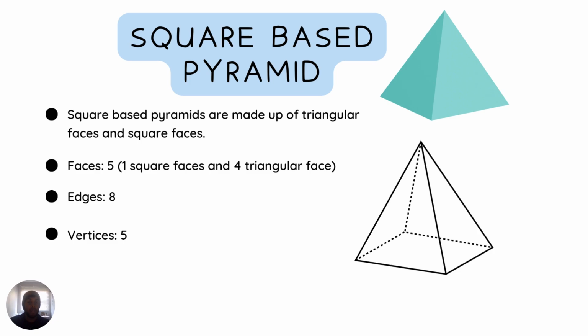Then we have the square-based pyramid, which is the next one. Square-based pyramids are made up of a triangular face, which we see at the bottom of the... No, I'm wrong. A square-based pyramid has a square as the base and triangular faces which go around. So there are five faces in total, one square face which forms the base, and then four triangular faces. Okay, one, two, three, four.